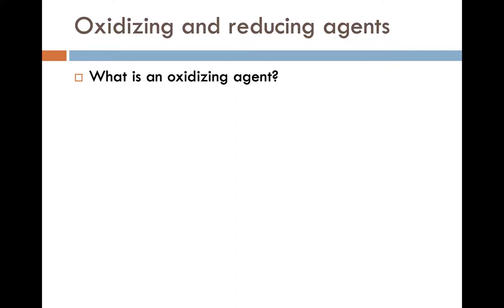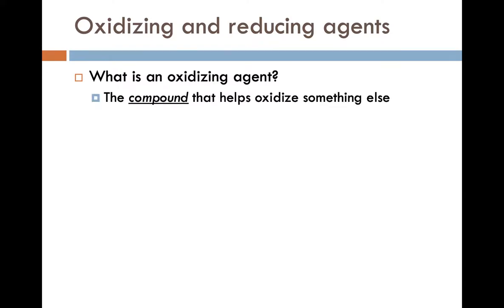Now, those terms I mentioned just a second ago, oxidizing agent and reducing agent, when you actually see what they represent, they can almost sound a little bit strange in terms of how we figure them out. But an oxidizing agent is something that oxidizes something else. And the only way you can actually help oxidize something else is if you yourself actually get reduced.